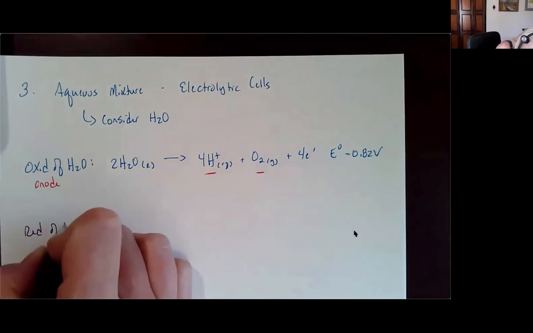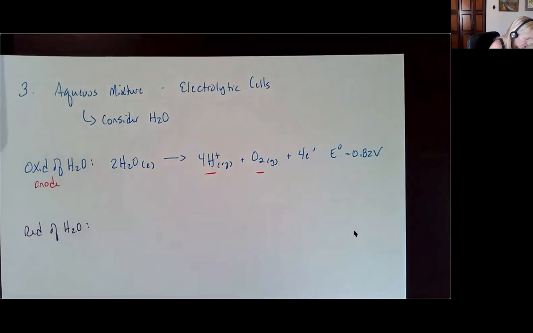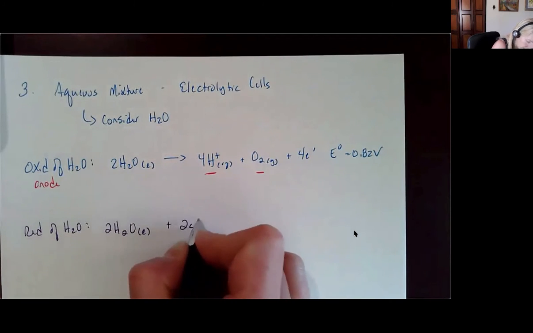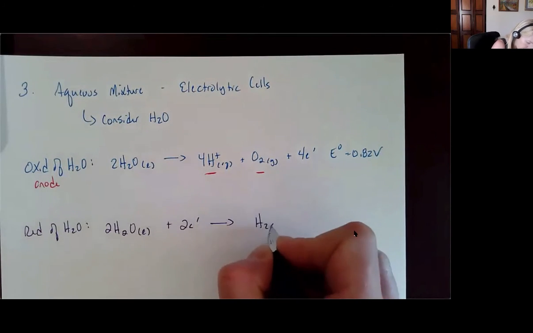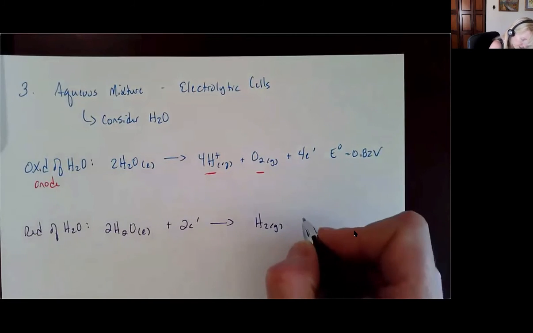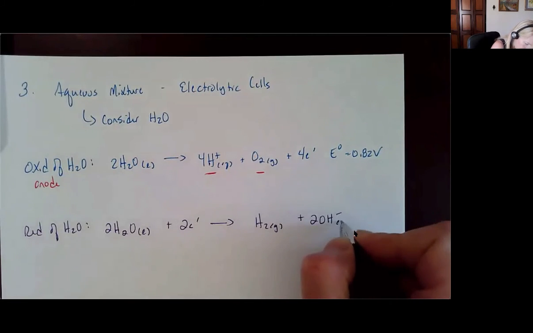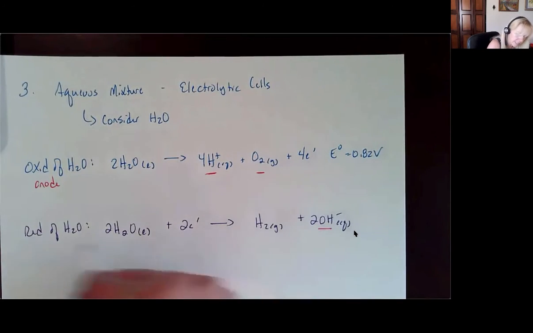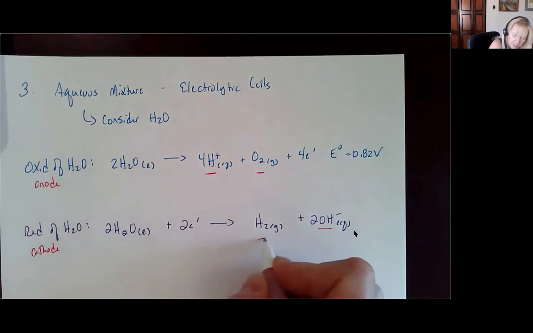The reduction of water. So the reduction of water starts with water, obviously. Since this is a reduction, I'm adding electrons in as a reactant. I'm going to form hydrogen gas at the cathode and hydroxide ion. So a couple of things to point out. This is going to make it a basic environment at the cathode, and I'm going to generate hydrogen gas.